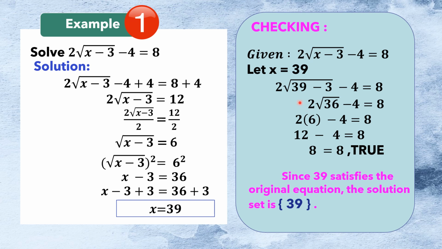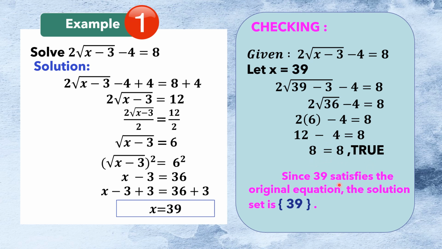Okay, copy 2. Then, 39 minus 3 is equal to 36. Okay, copy minus 4 equals 8. Then, 2 square root of 36 is equal to 6. Okay, minus 4 equals 8. 2 times 6 is equal to 12. 12 minus 4 is equal to 8. 8 equals 8. It is true.